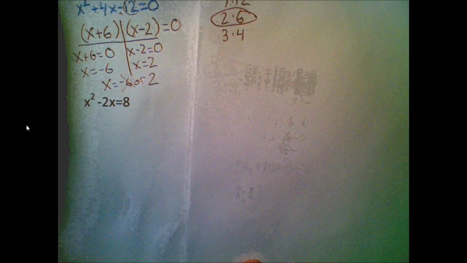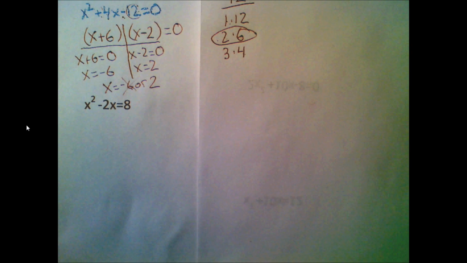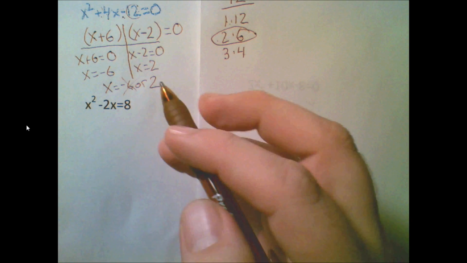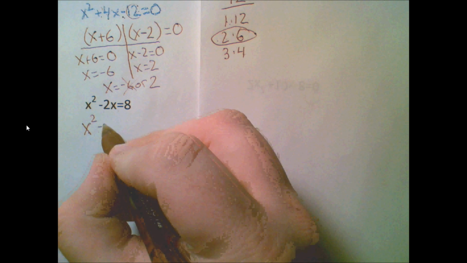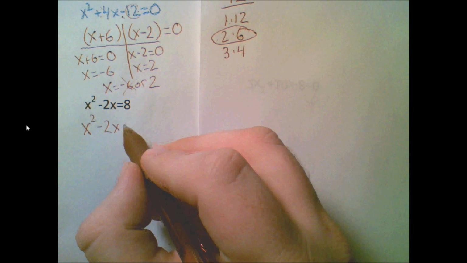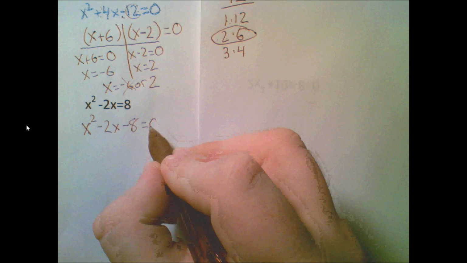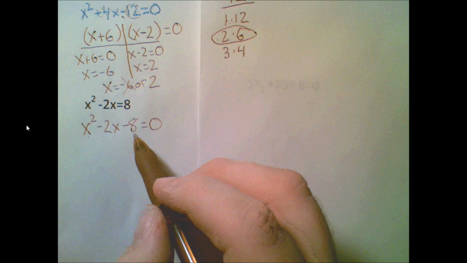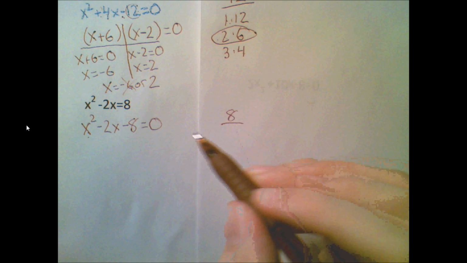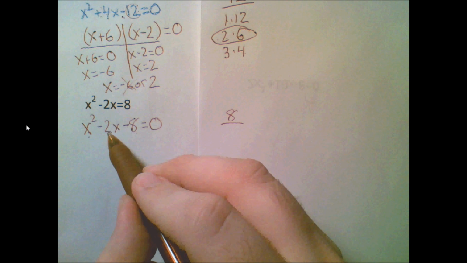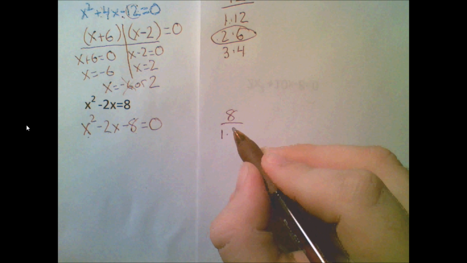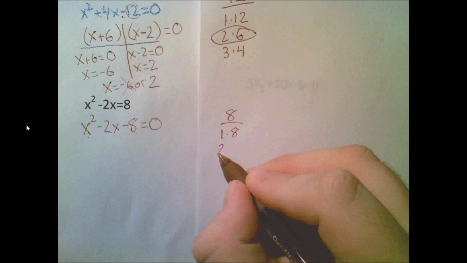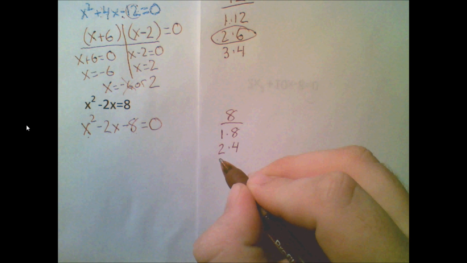Okay, let's look at the last question. X squared minus 2x equals 8. We do this again. We subtract the 8 over. Now, we're looking for two numbers that multiply to be 8 and subtract to be 2. So let's write out our factors of 8. I got 1 times 8, 2 times 4, 3 doesn't work, and 4, oh, okay, we're done.